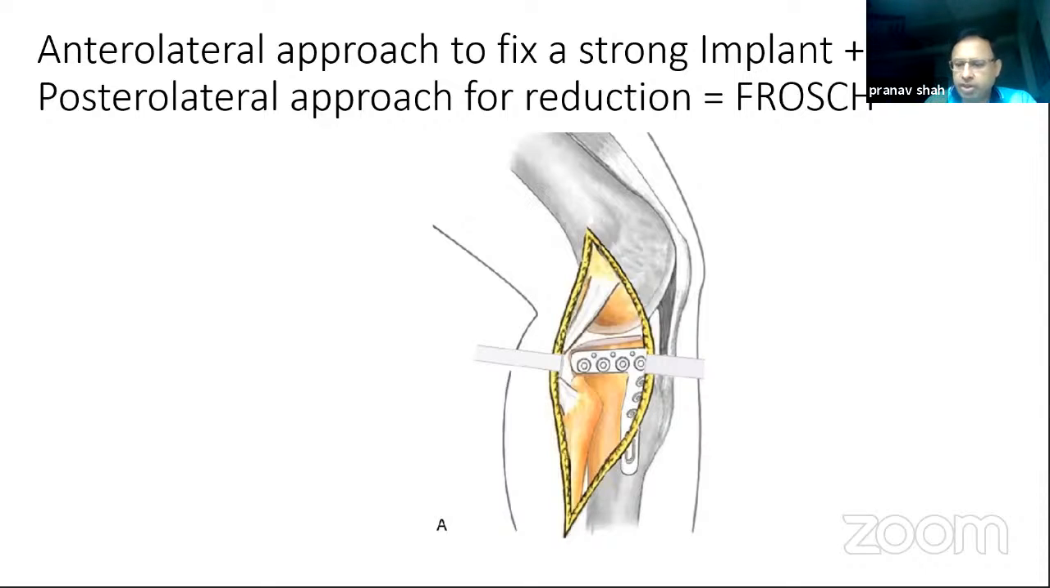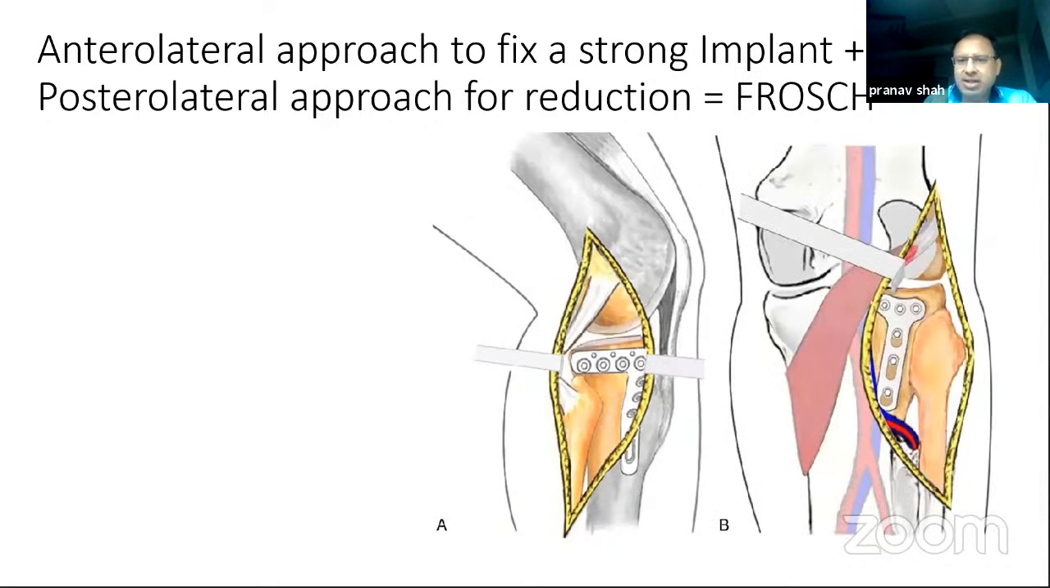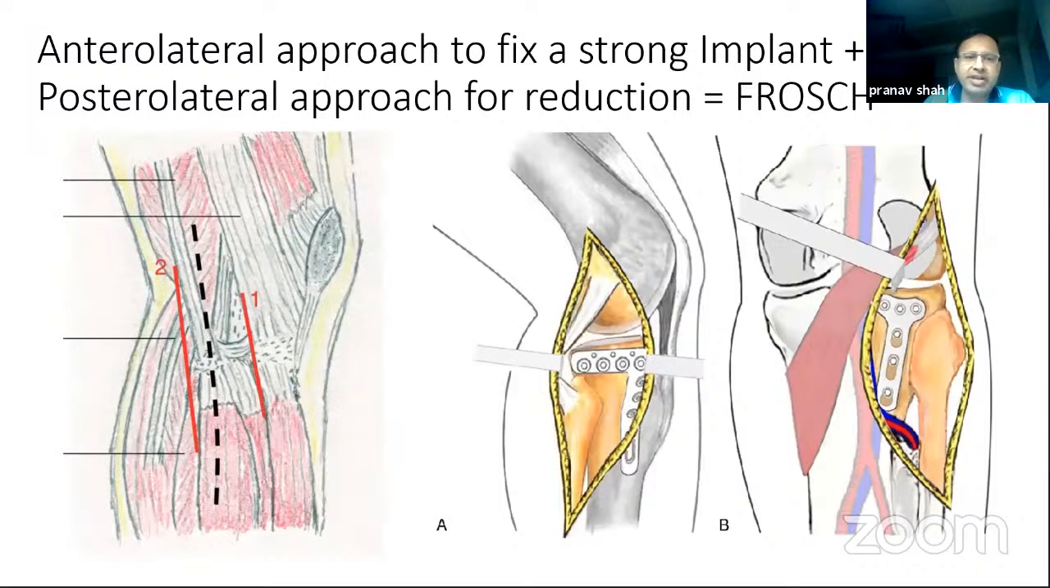The combination of the two, the posterolateral as well as the anterolateral, is what we get as the Frosch approach. It is nothing but 1 + 1 = 2. If you do a posterolateral and an anterolateral, then you have done a Frosch approach. The incision is somewhere in between the two. We have an anterior and a posterior window, with the anterolateral arthrotomy done here and the posterolateral work done over here.